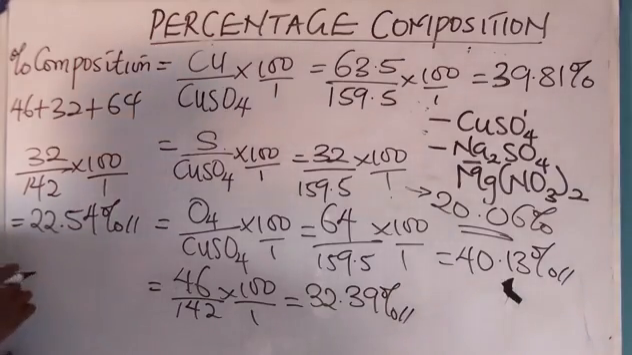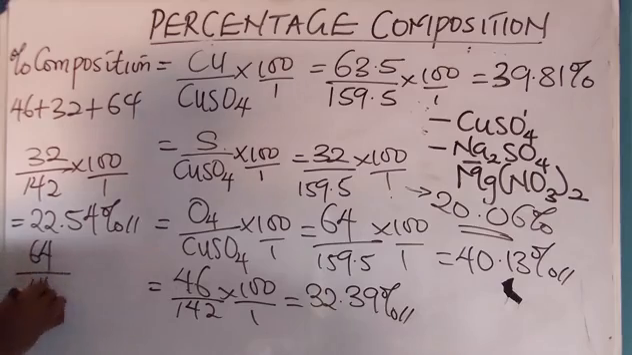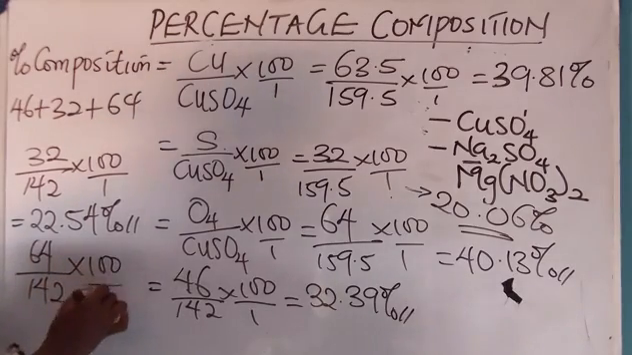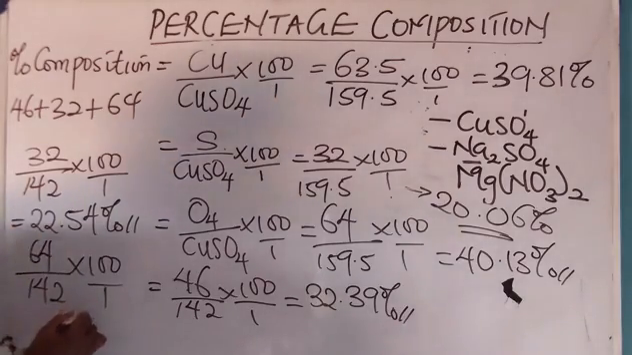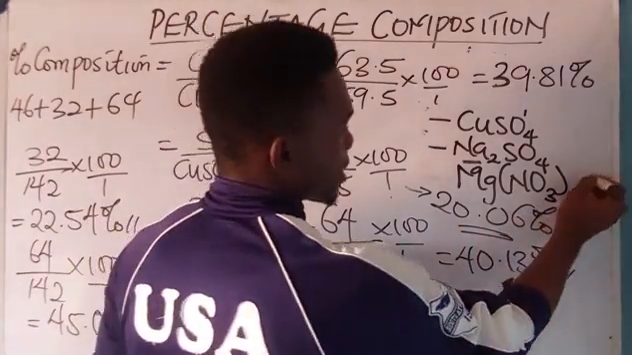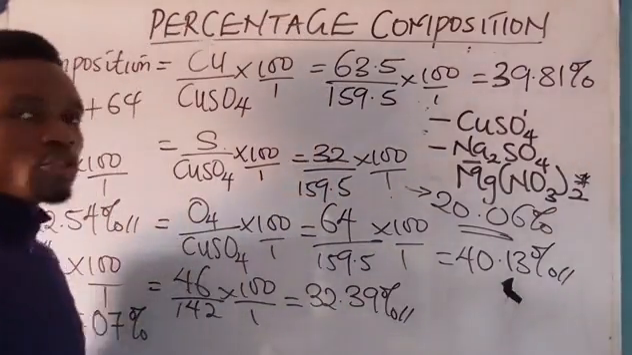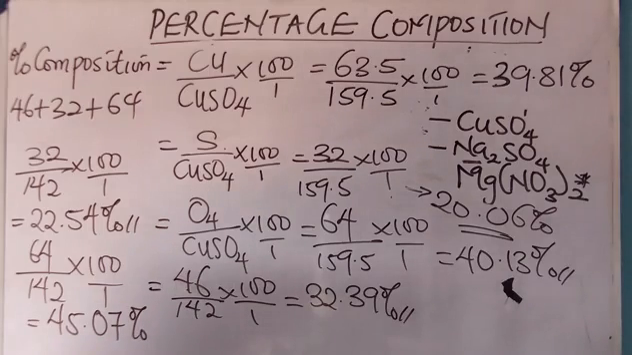The last one is what? Oxygen. Oxygen is 64 over 142 times 100 over 1. So 6400 divided by 142 equals 45.07%. So let's add everything together. You are going to do this as your assignment. Solve it for me and drop the answer in the comment section. All right, so let's sum it.